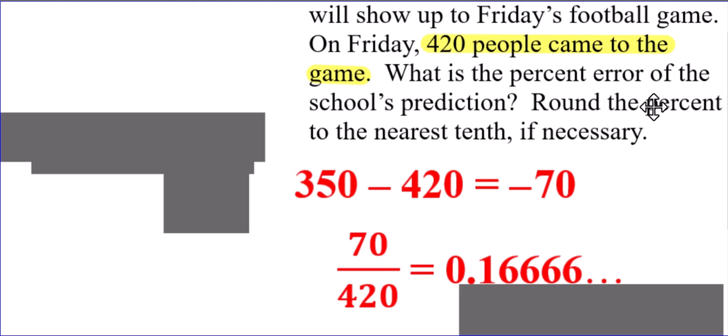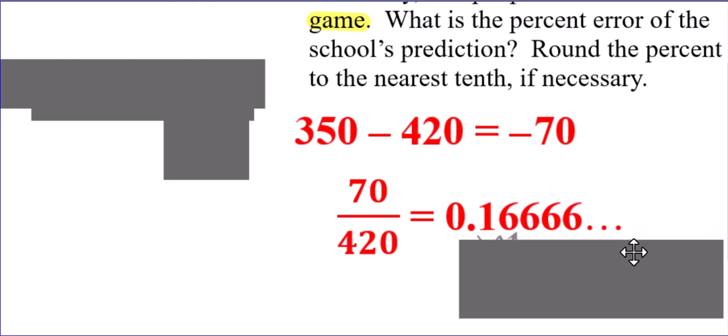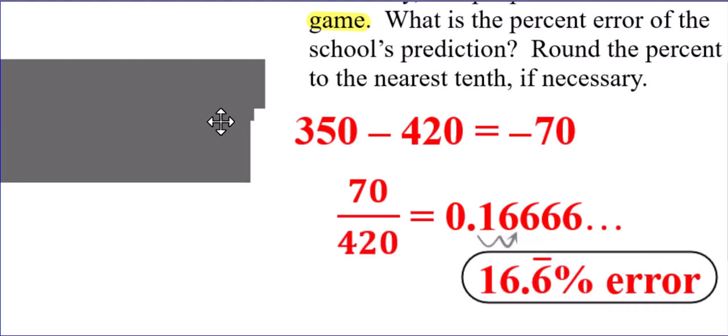We round the percent to the nearest tenth if necessary. And I got news for you. Since the 6 is clearly a repeating 6, just put a repeating bar on it. It's not necessary to round this. It is necessary if the decimal goes on forever and you have no idea where it repeats. That was not the case here. So 16.6 repeating percent error is the answer for number 2.